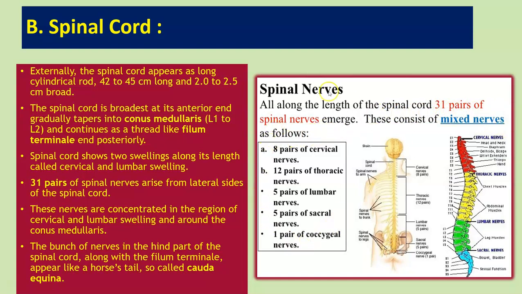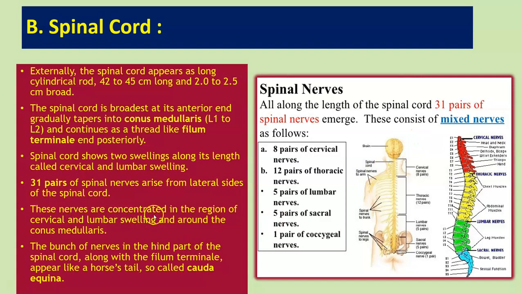So this is the split of the types of nerves that we have. 8 pairs of cervical nerves, 12 pairs of thoracic nerves, 5 pairs of lumbar nerves, 5 pairs of sacral nerves and 1 pair of coccygeal nerve. And the split is shown here in this diagram.